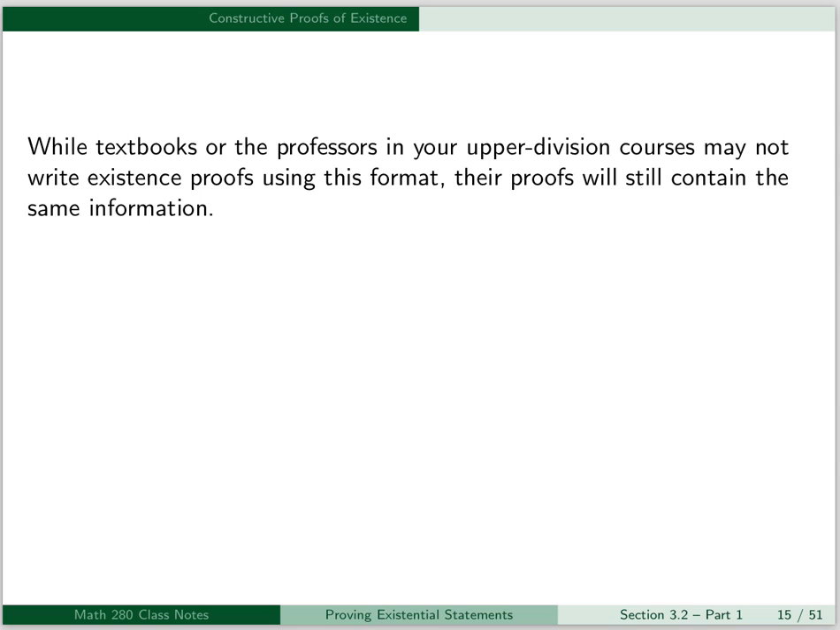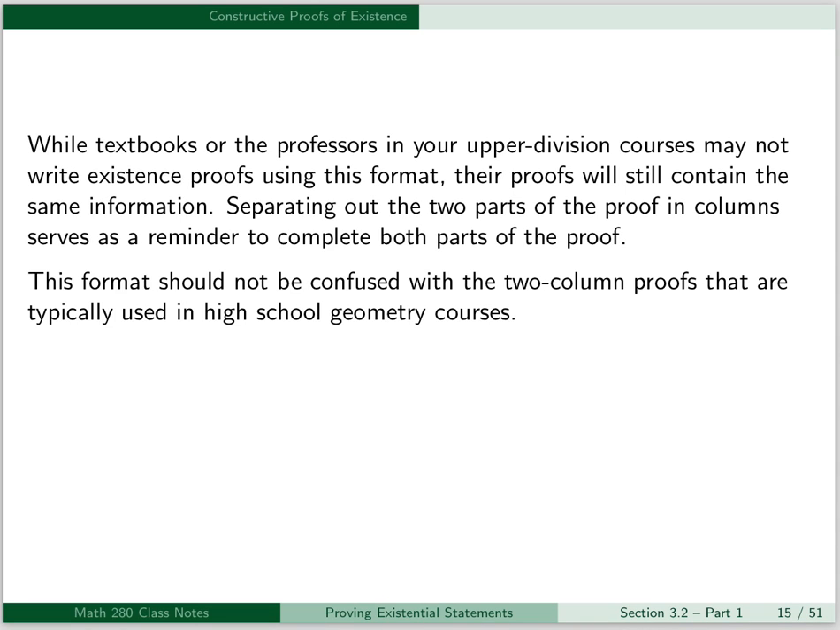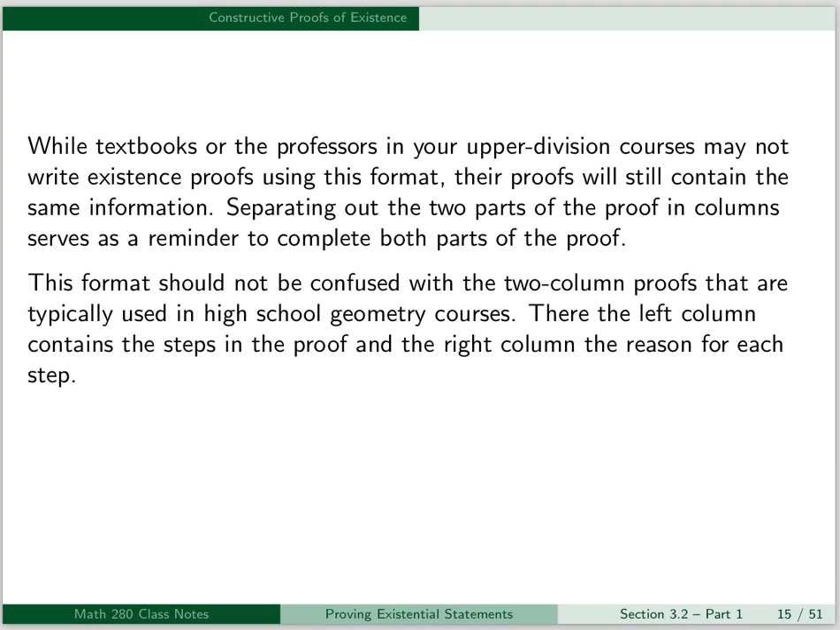Now, while textbooks or the professors in your upper division courses may not write existence proofs using this format, their proofs will still contain the same information. Separating out the two parts of the proof in columns serves as a reminder to complete both parts of the proof. Now, this format should not be confused with the two-column proofs that are typically used in high school geometry courses. There, the left column contains the steps in the proof, and the right column the reason for each step.